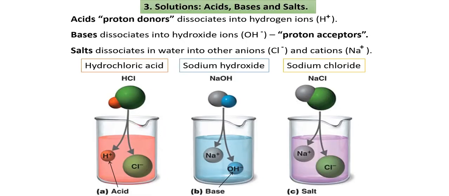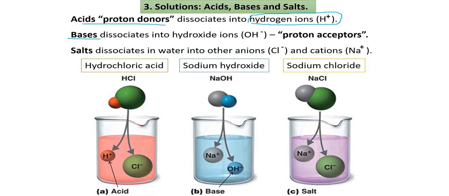Okay, now we're done with biological molecules, and we will start to talk about different types of solutions. So we will talk about acids, bases, and salts. So what are acids? Acids are proton donors, as they call it. And if we mix acid with water, the acid will dissociate into hydrogen ions.